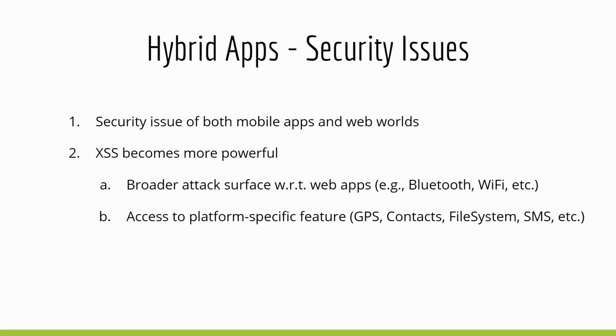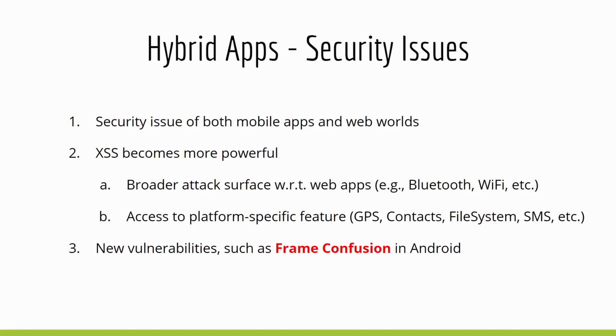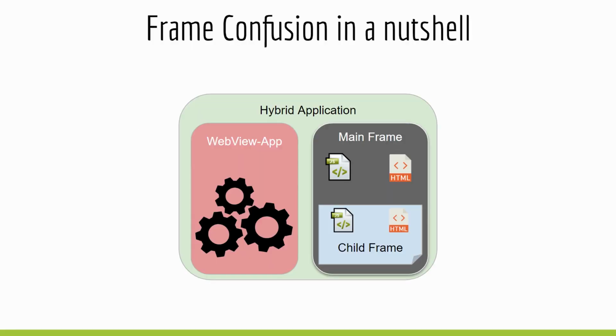Moreover, the JavaScript code can use platform-specific features like GPS, file system, SMS. But hybrid applications can also create new vulnerabilities that exist neither in the web world nor the mobile world, like frame confusion. But what is frame confusion?